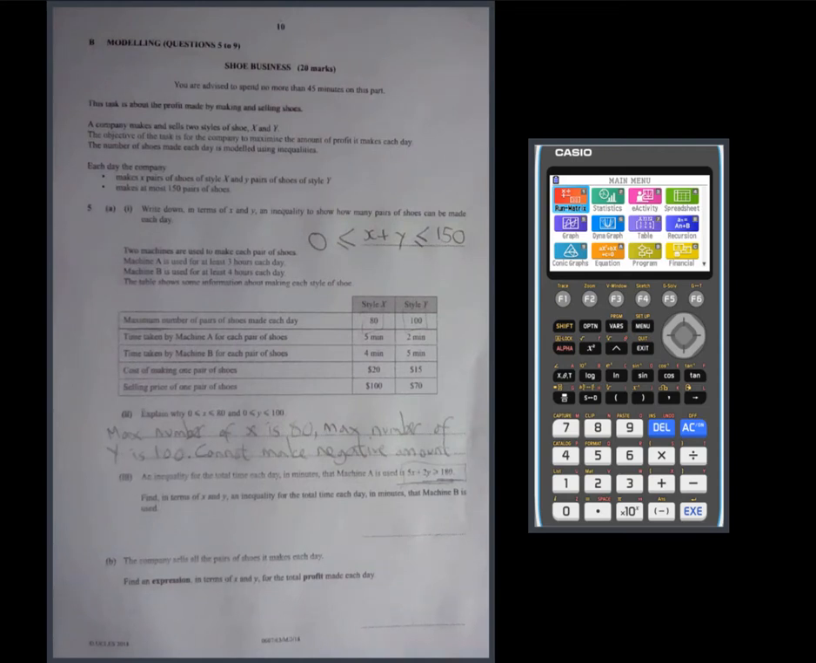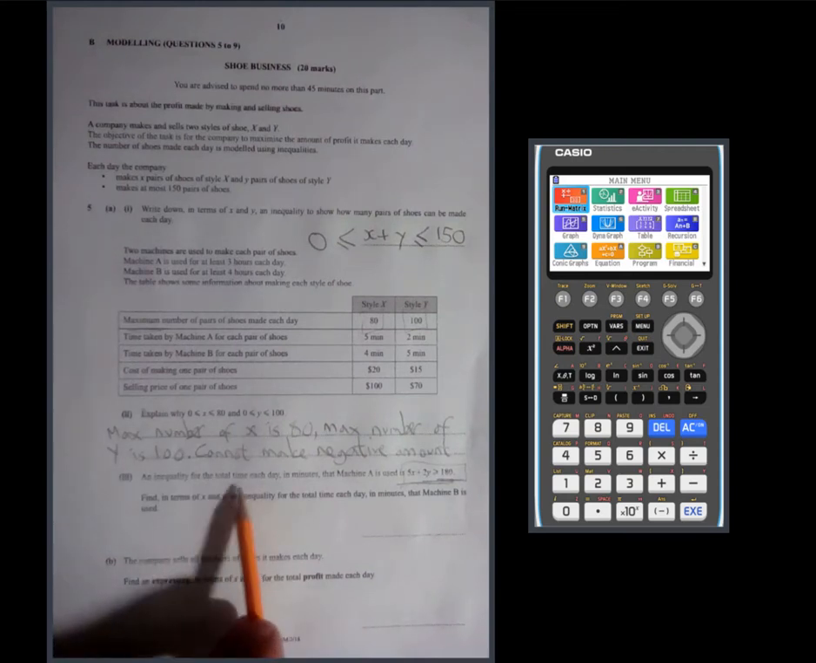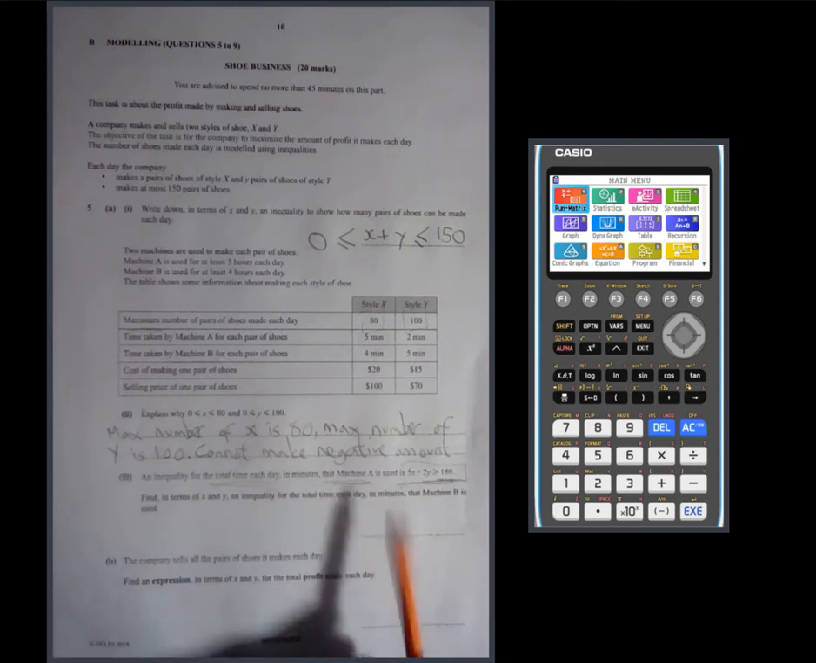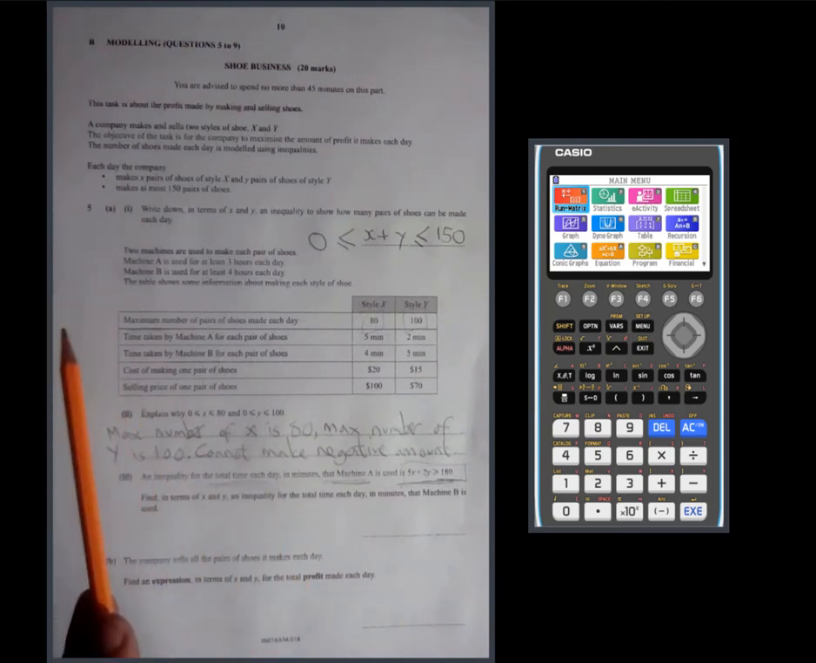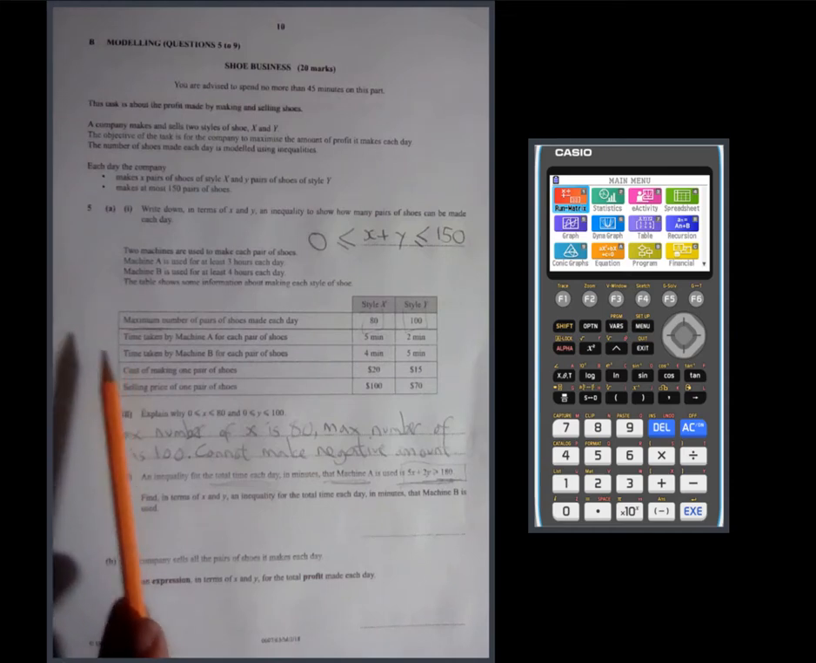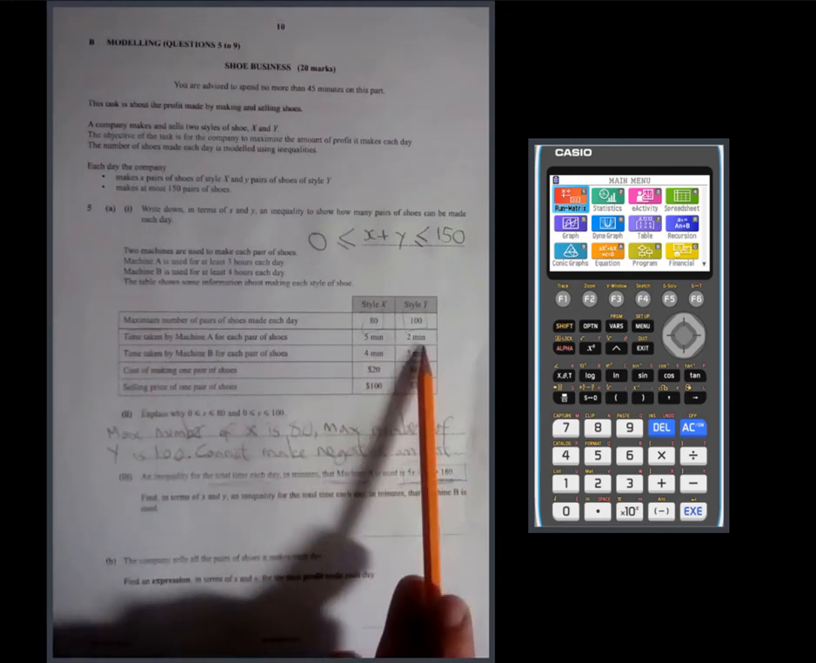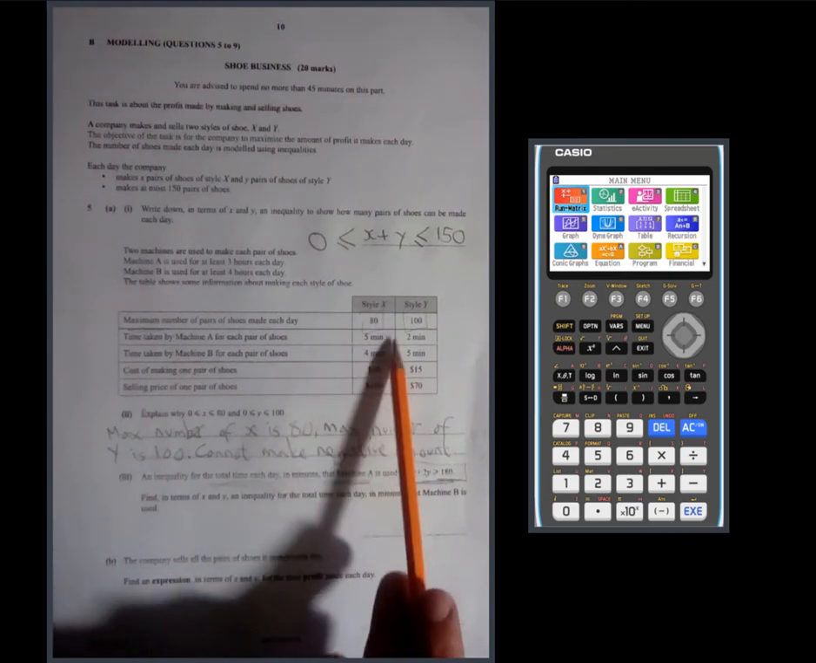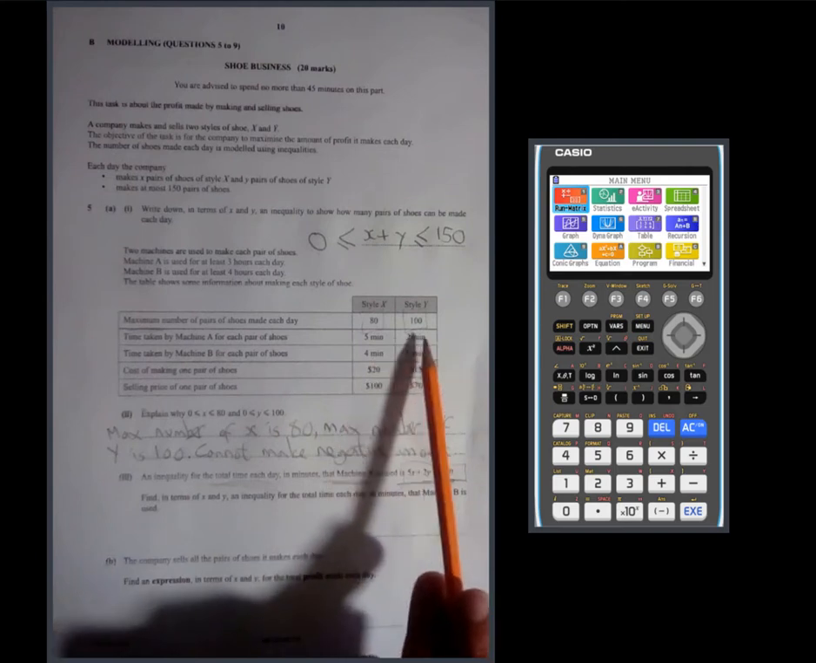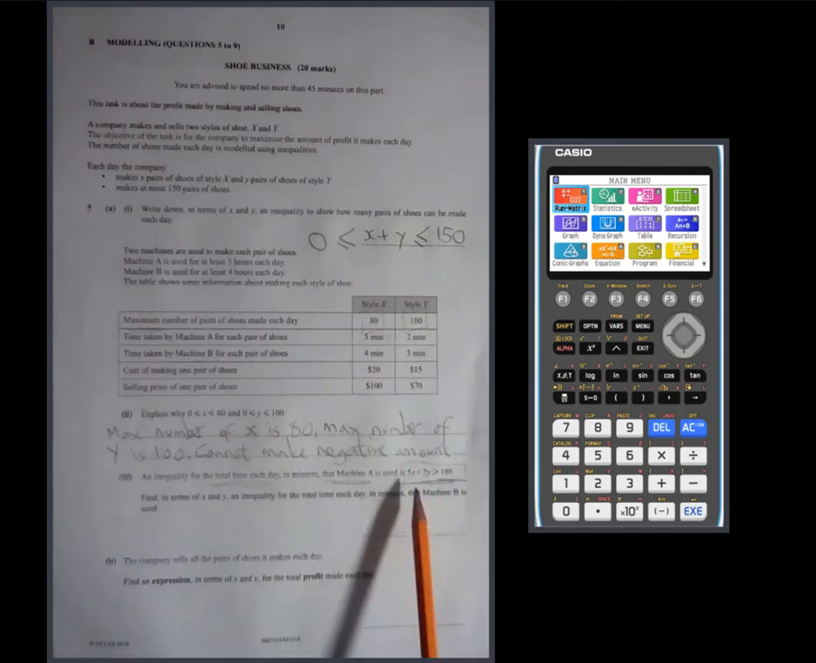So how would this inequality for total time each day for machine A end up being 5x plus 2y is greater than or equal to 180? So can we find anything to do with total time? We have the time taken for each pair, which could be quite useful numbers. Each pair in style X takes 5 minutes on machine A. Each pair in style Y takes 2 minutes, so that can be the 5 and the 2. What about the 180? We need to keep looking.